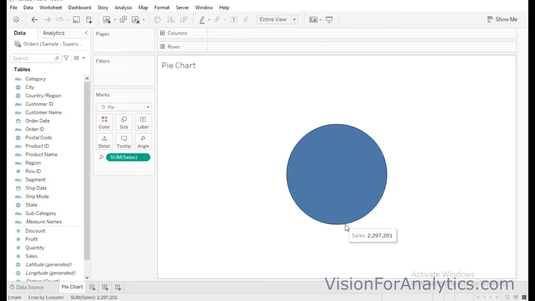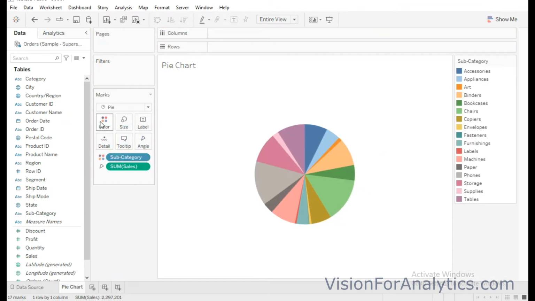Now we need to determine the shares of various subcategories. So I will drag these subcategories and I will put it in colors in a marks card. So this is a simple pie chart.